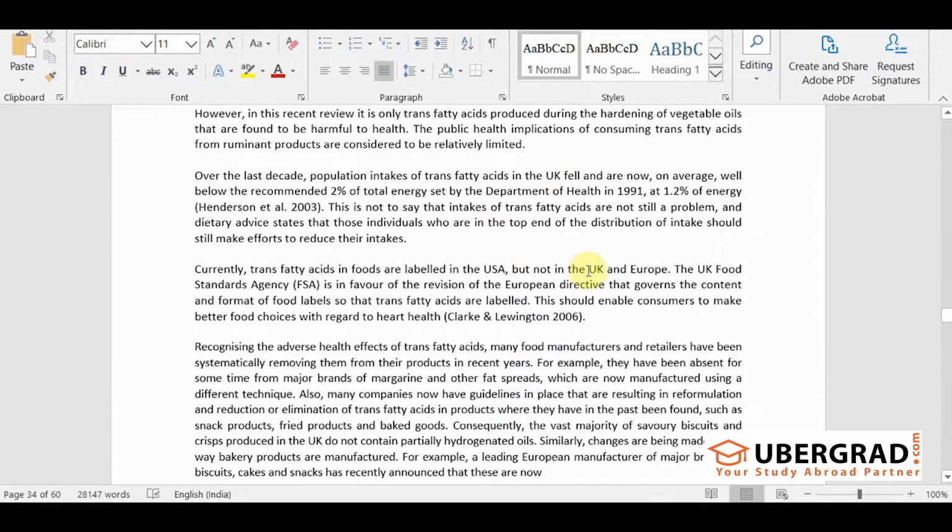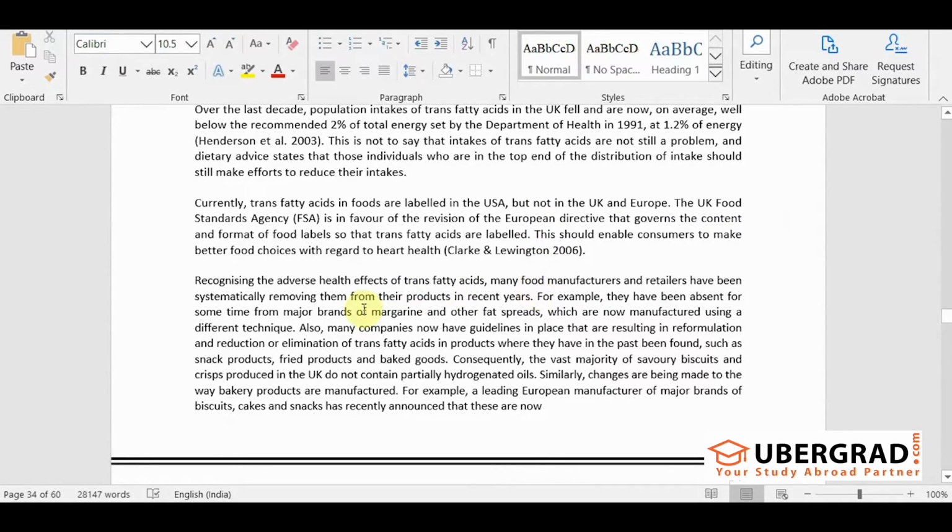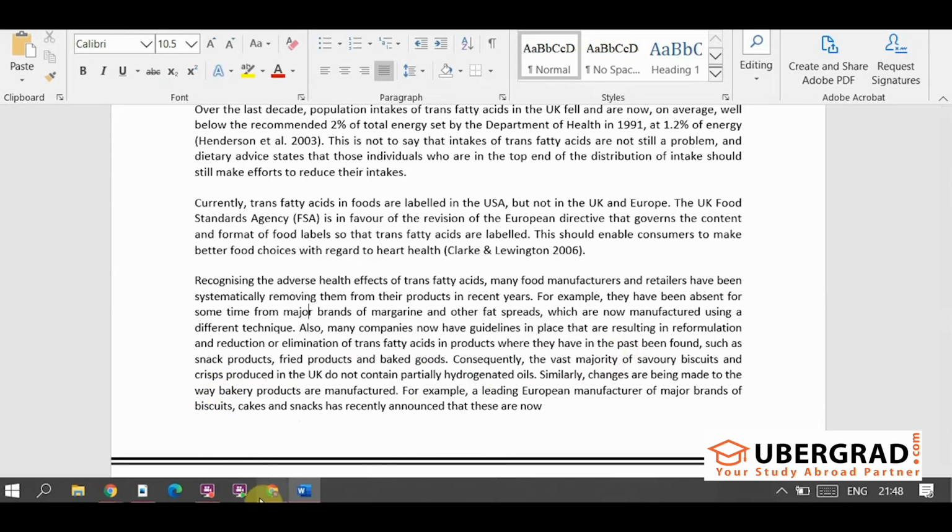So here we found UK. After that, here is UK written. So do we find partially hydrogenated oils over here? No, partially hydrogenated oils is not written here. So again, where do we have UK? We have UK over here, right? And it also has the words partially hydrogenated oils. So here should be the answer. See, consequently, the vast majority of savory biscuits and crisps produced in the UK do not contain partially hydrogenated oils. What does not contain? Savory biscuits and crisps do not contain partially hydrogenated oil.